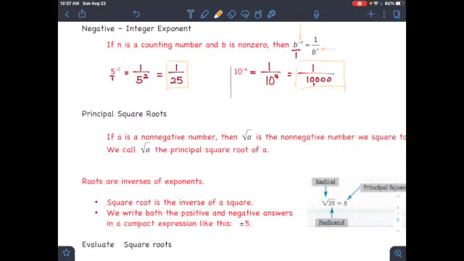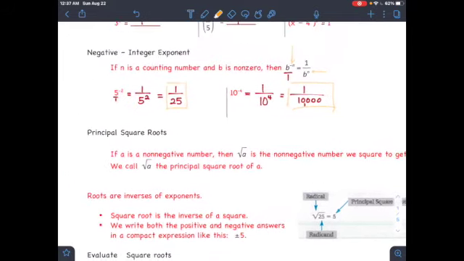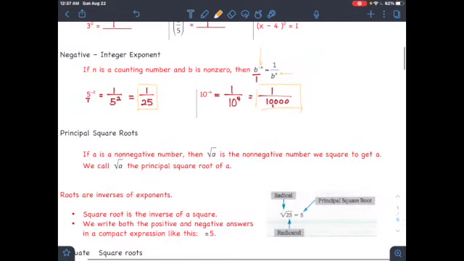Then the next thing we're going to talk about is the principal square root. The principle of a square root is, if a is non-negative, that means underneath, no negative numbers, then the square root of a is the non-negative number we square to get a. That non-negative number is going to be a positive number we will square. That means what number times what number will give me a, and they both have to be positive. That's what non-negative means. We will call the square root of a the principal square root of a.